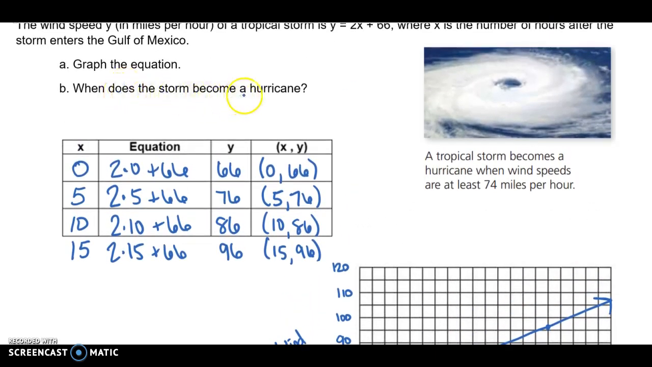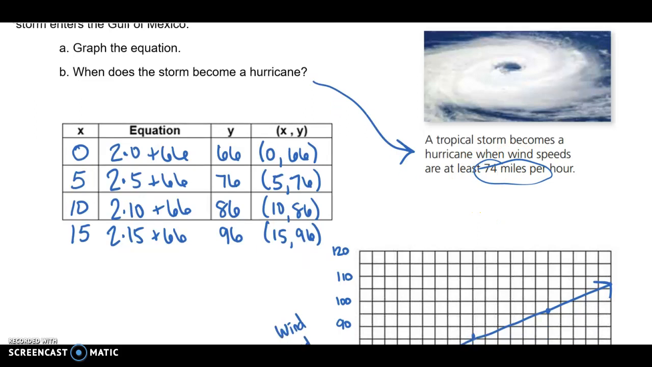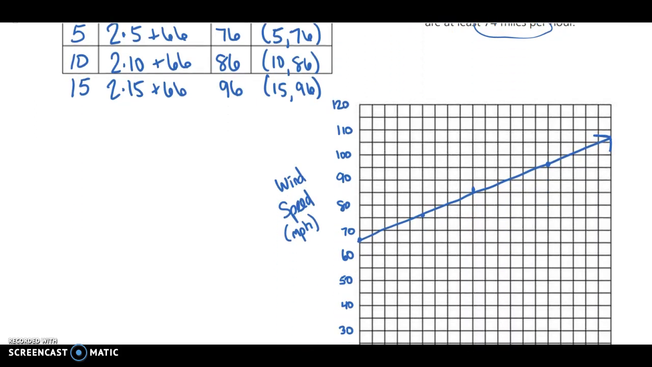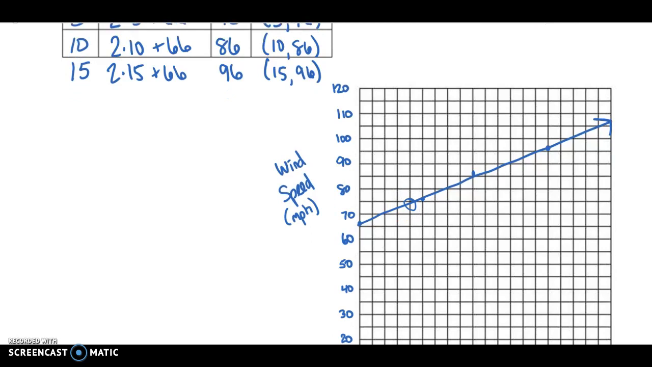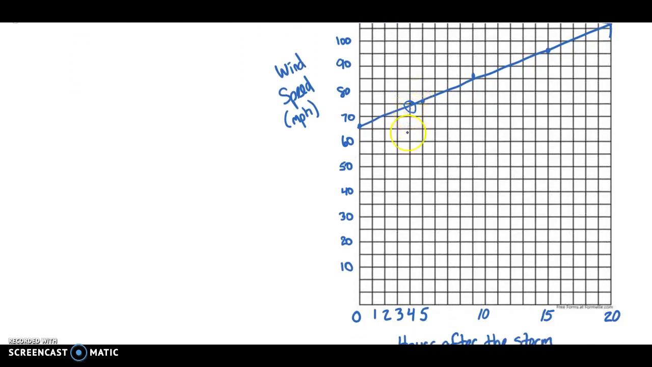So when does the storm become a hurricane? If you look at this info right here, it is when it reaches 74 miles per hour. So let's go to our graph. So on our graph, we're going to find that about right here, here's 75. And so you're going to go over from that. So 74 will be about right here. So I don't see it yet. Looks like about right here. So follow that down. And so approximating, it looks like it's about 4 hours after it came into the Gulf of Mexico is when it became a hurricane.